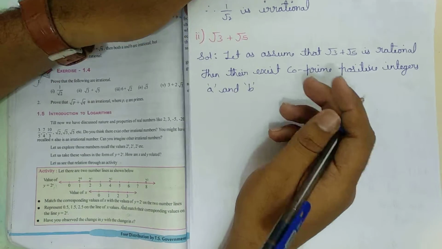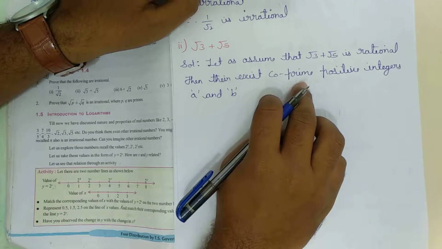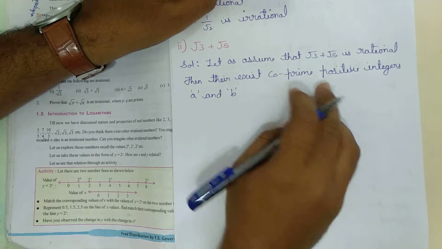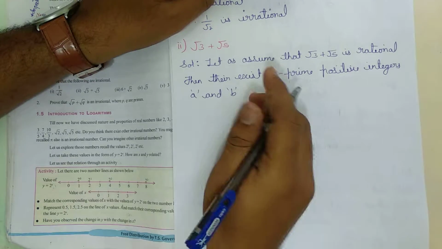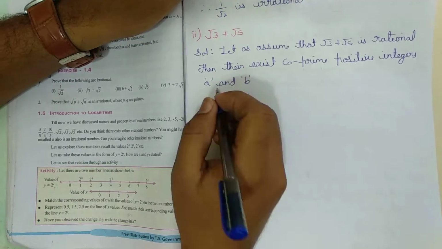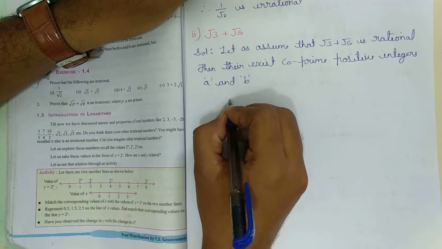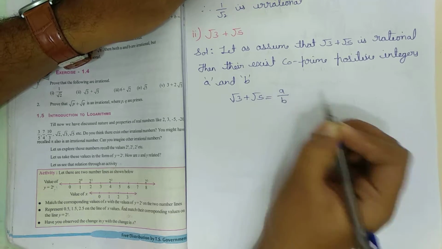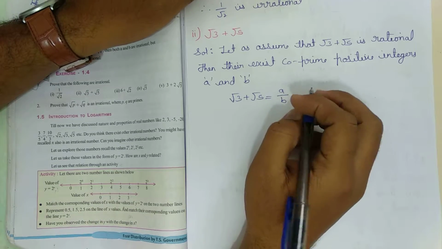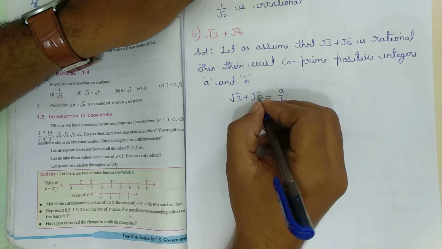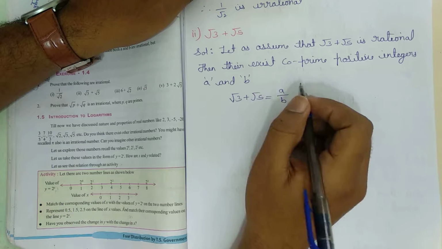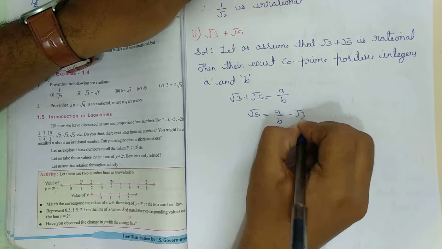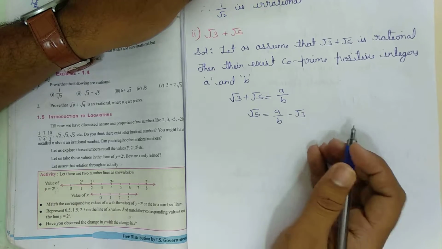Did I tell you what a co-prime number is? The common factor is 1. Prime numbers, for example 2 and 3, are co-prime numbers. 3 and 5 you can take. So when it is that, root 3 plus root 5 will be equal to a by b, that is p by q. Now we are sending this root 3 to that side: a by b minus root 3. This is positive here; if you send it to this side, it will become negative.